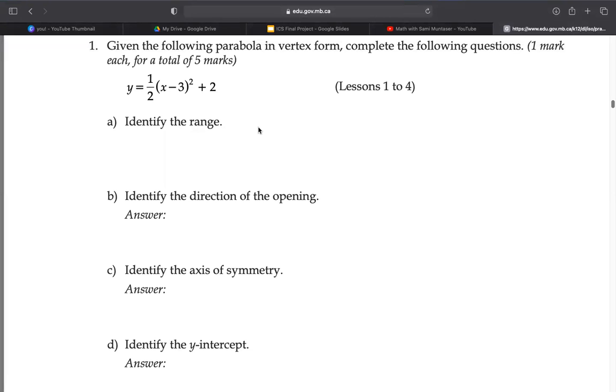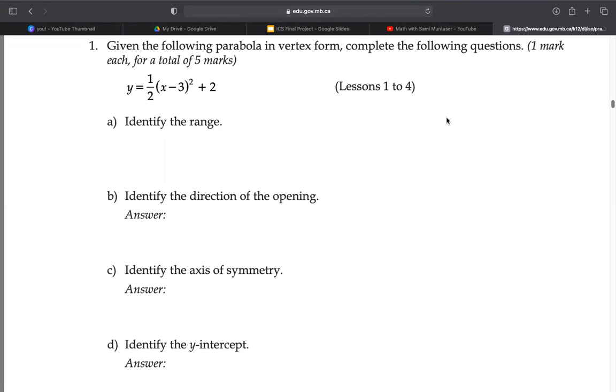So here is a question. It's a parabola in the form y equals a(x minus p) squared plus q. So given the following parabola in vertex form, complete the following questions, 1 mark each. So we have 5. The last one is asking me to graph it. We'll go to that right after I finish this. So identify the range of the parabola.